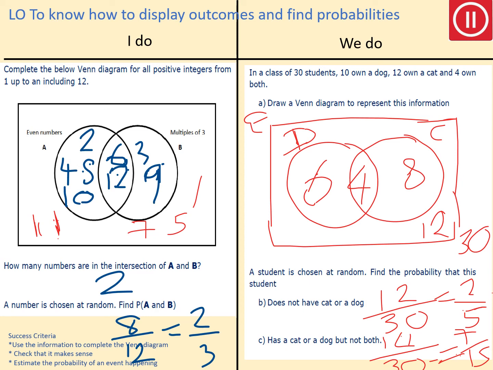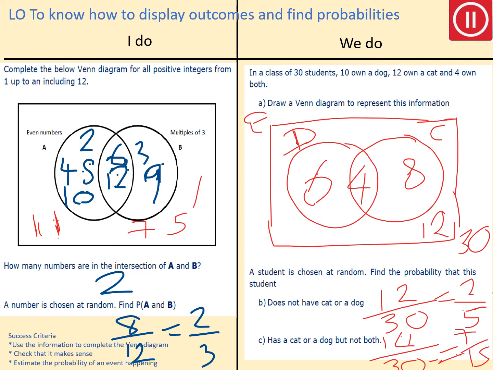So a student is chosen at random, so that could be any of the 30 students. Find the probability this student does not have a cat or a dog. So there are 12 students that don't have a cat or a dog, so that's 12 over 30, but we can't leave it like that. It has to be in its simplest form. So if we divide the 12 and the 30 by 6, 12 divided by 6 is 2, and 30 divided by 6 is 5.